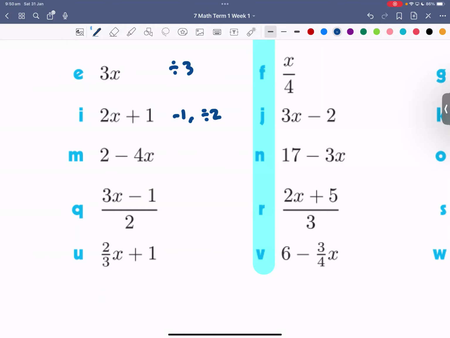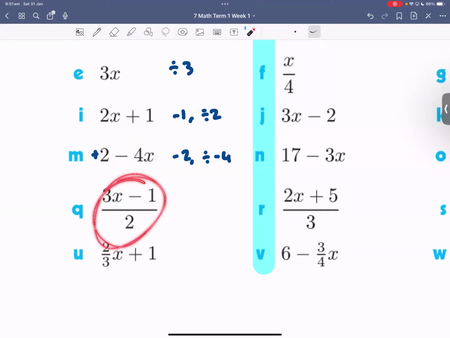All righty. 2 take 4x. What do you get rid of first, guys? The 2. How do you get rid of the 2? There's an invisible plus in front of there, so first you do the -2. And then how do you get rid of the -4? You divide by -4. That is correct. You divide by -4, you don't divide by +4, because there's a -4 in front of the x.